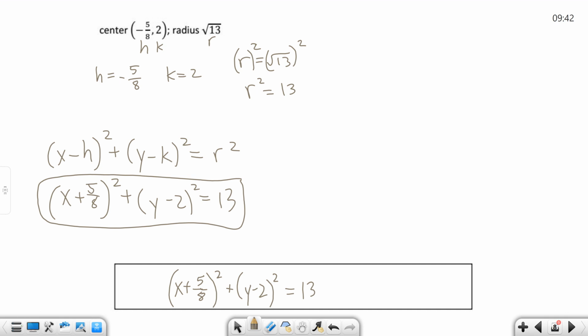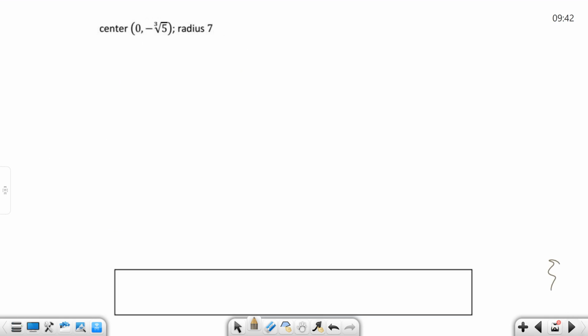So (x + 5/8) squared plus (y minus 2) squared equals 13 is the equation of that circle in standard form.